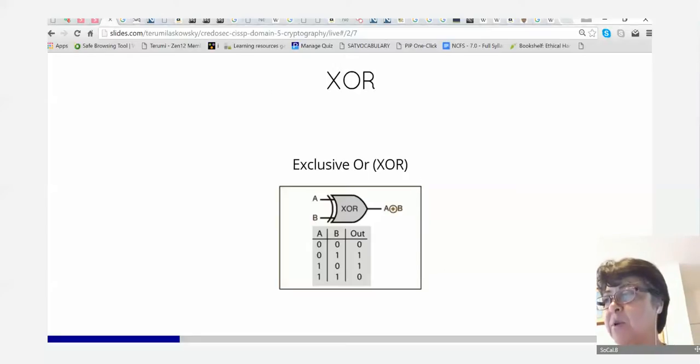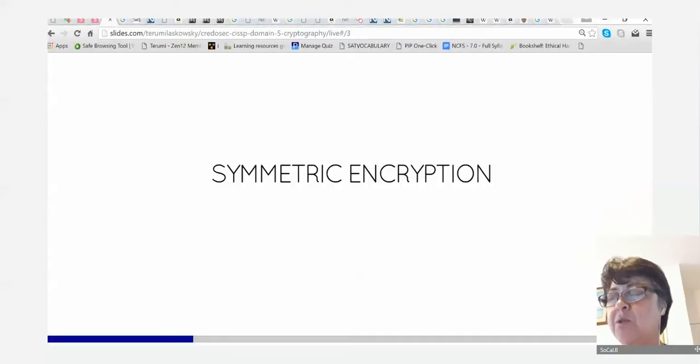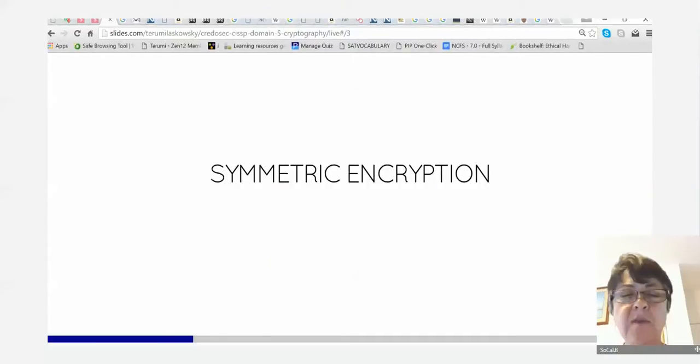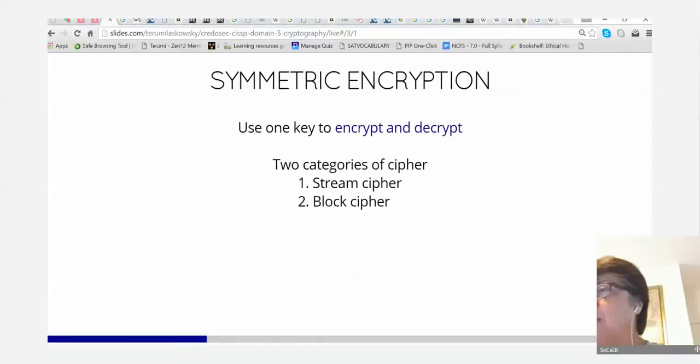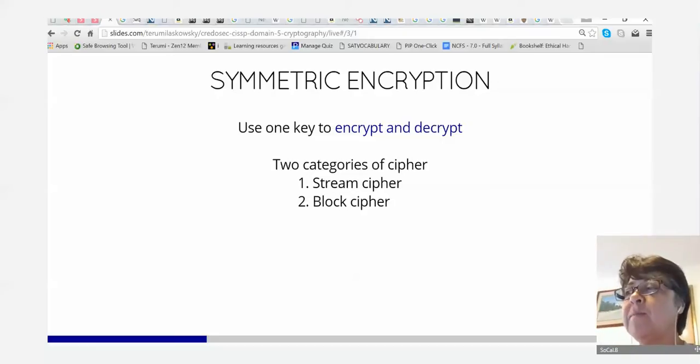All right, next we're going to go into symmetric encryption, which we know uses the same key for both encryption and decryption, right? That was the symmetric. Okay, it also uses one key to encrypt and decrypt. So there are two categories of cipher: stream cipher and block cipher. I think I've mentioned this, but block cipher, yeah, I did mention it.